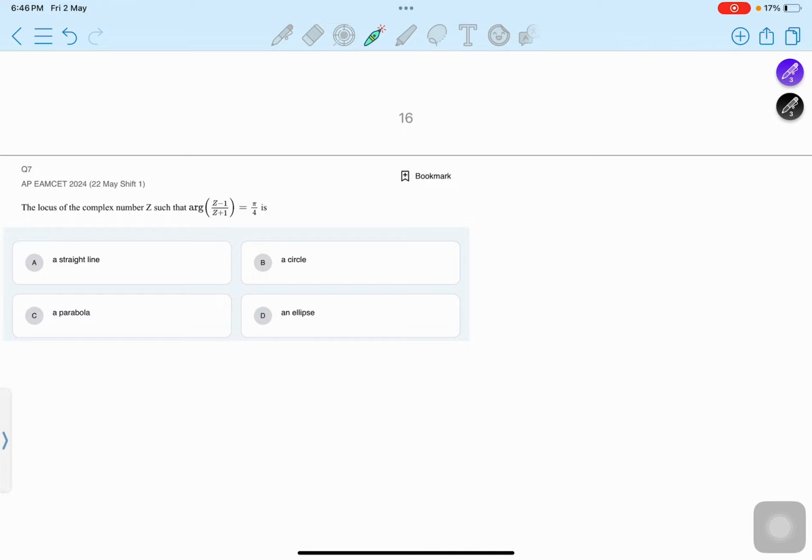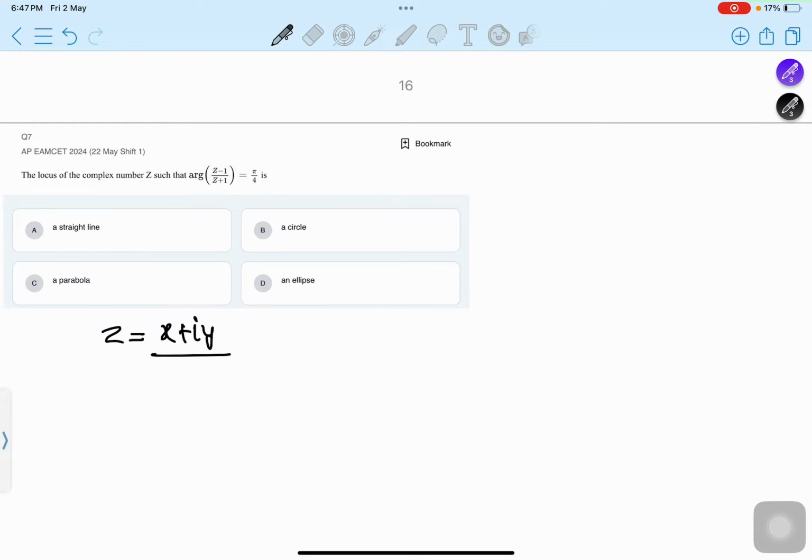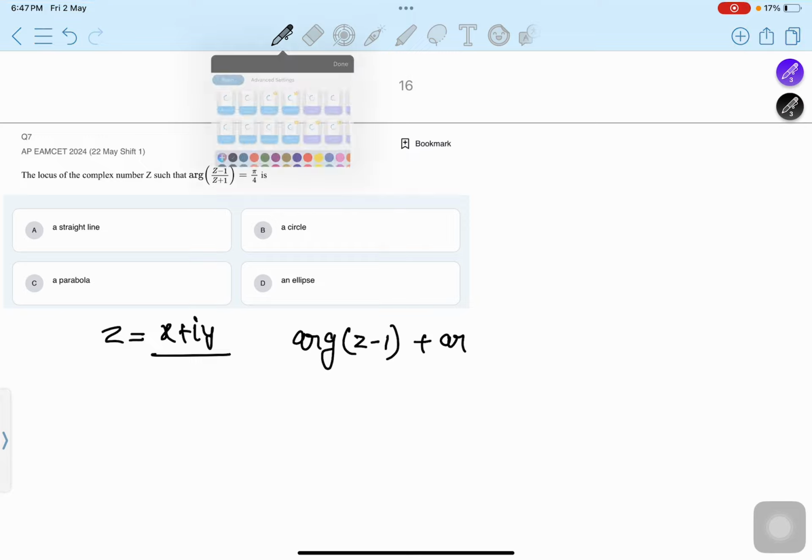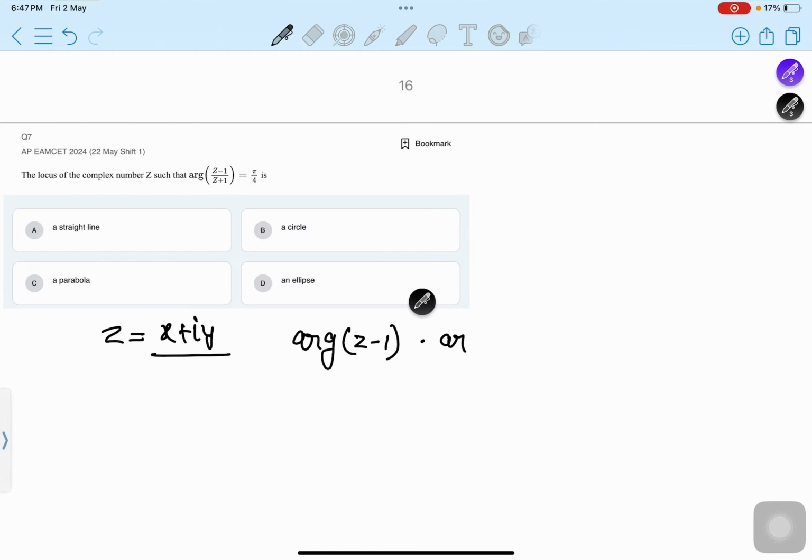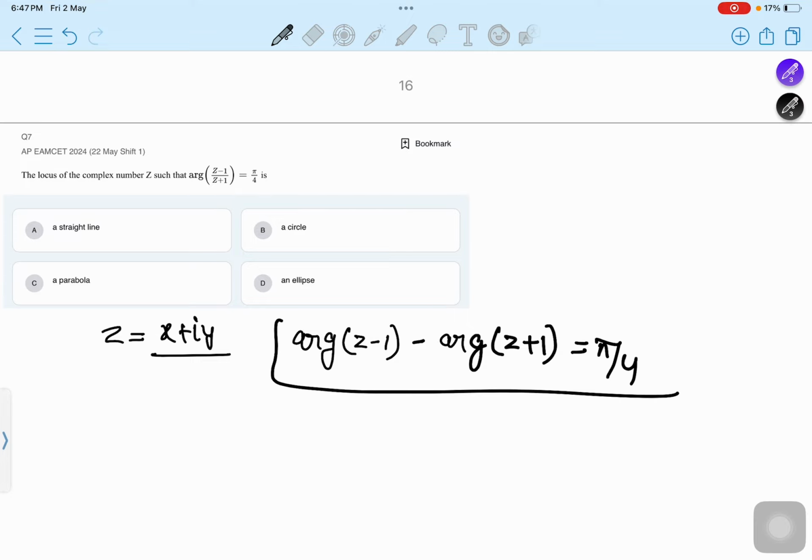The first method is that z is replaced by x plus iota y, and solve that. Use the argument of (z minus 1) upon (z plus 1) equal to pi by 4, and that is the condition.